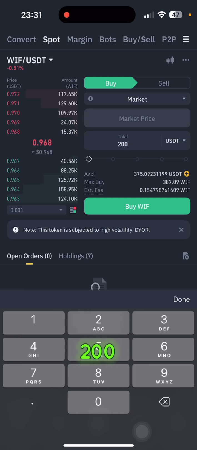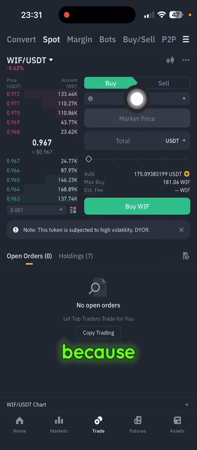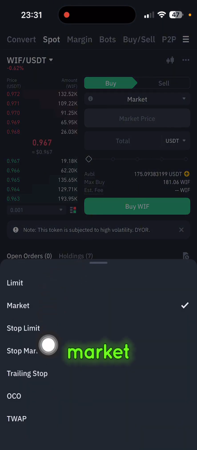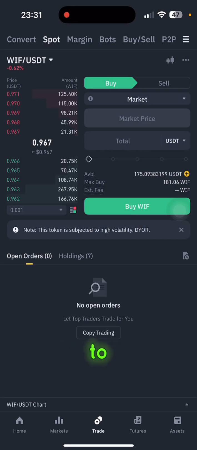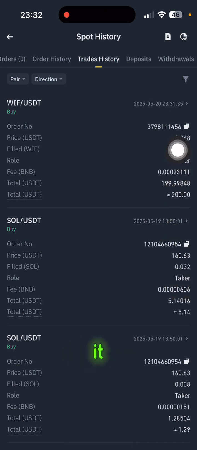So I'm going to put in 200 there and then I'll go ahead and click on buy using market order, by the way, okay, because there are a whole lot of other types like limit order, stop limit, and the likes, but the market order will get you in instantly so that you wouldn't have to wait much longer. After buying it right there, let me head over to this history, and you get to realize that we got it all in at 96.8.